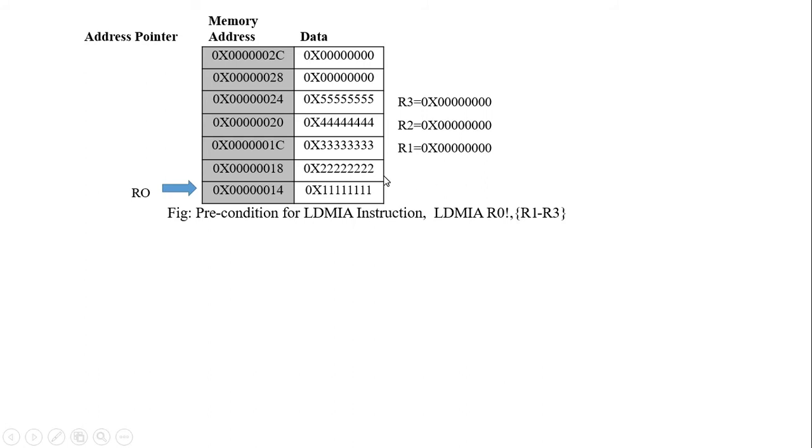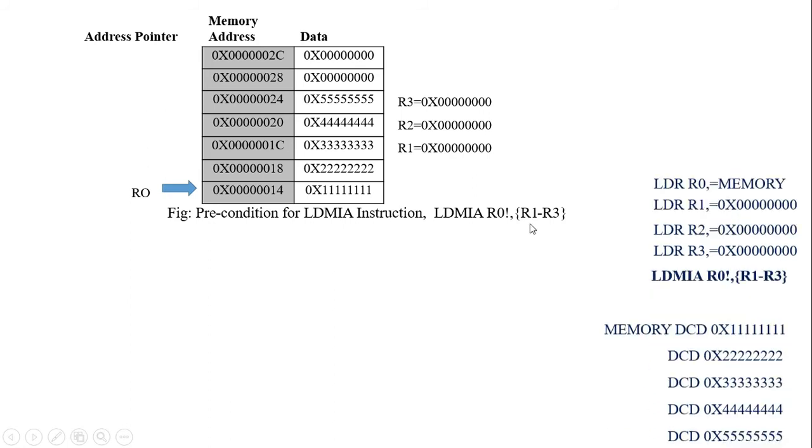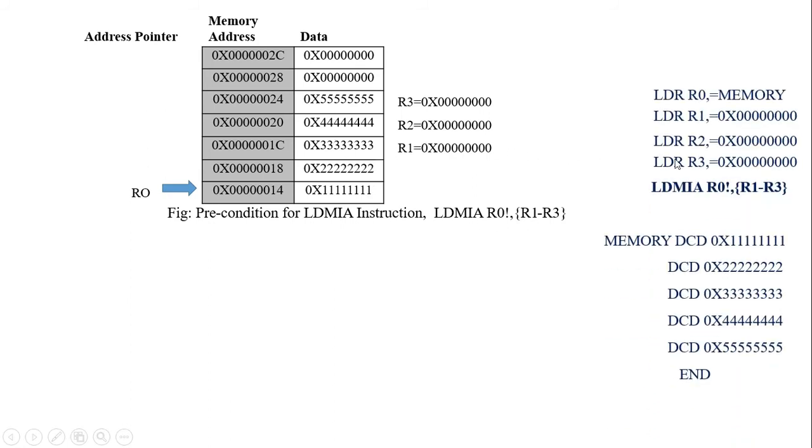So this is before execution of the LDMIA instruction. What data is available in the memory locations, where the R0 base register is pointing, and what data is available in the registers R1, R2 and R3. So this is before execution of the instruction LDMIA. That example is LDMIA R0!, {R1-R3}. We can represent the same thing with respect to the code also.